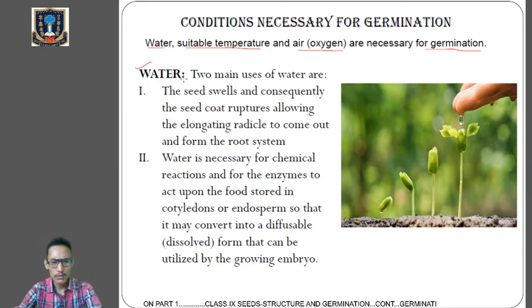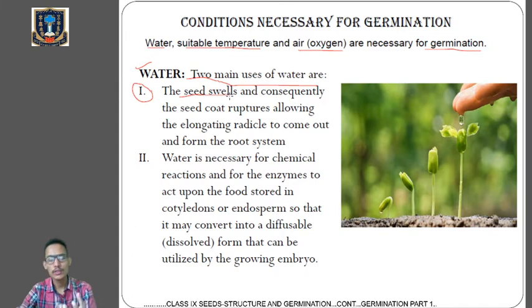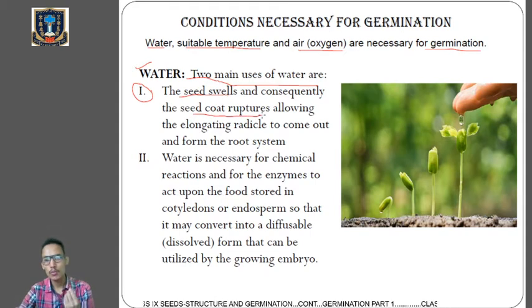The two main uses of water are: number one, the seed swells up. When the seed absorbs the water, it will swell up. Clear? And at the same time, the seed coat will rupture. The seed coat will break. That means the testa and tegmen, the two outermost protective layers of the seed. If you remember, we have done testa and tegmen. These are the layers which provide protection to the seed, so they are called the seed coat.